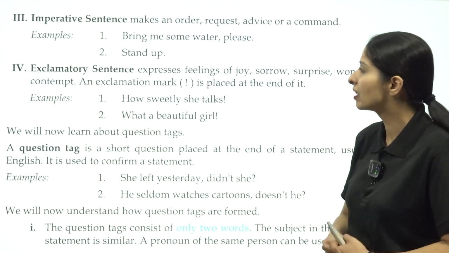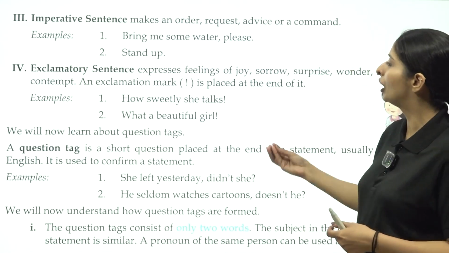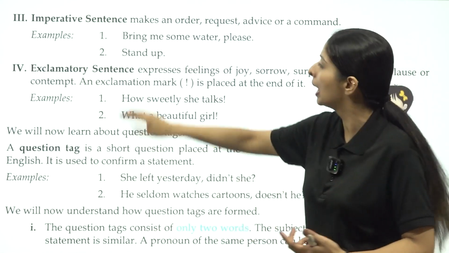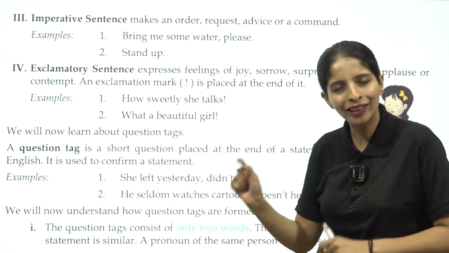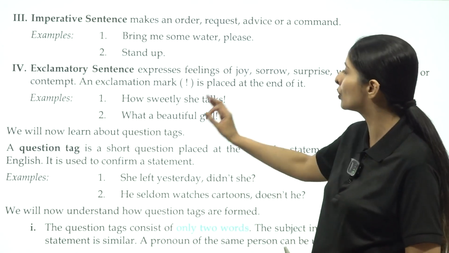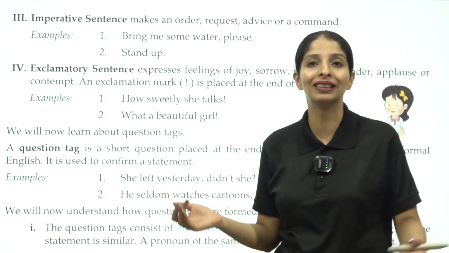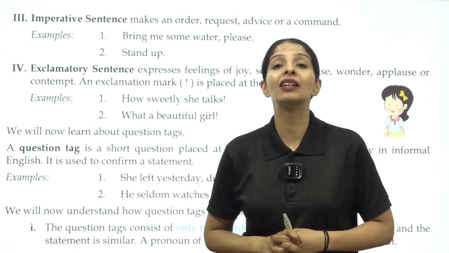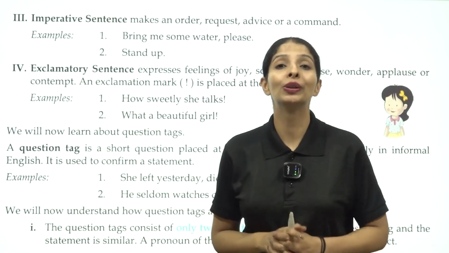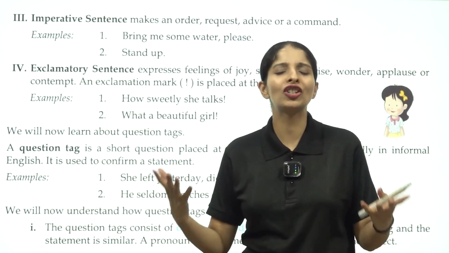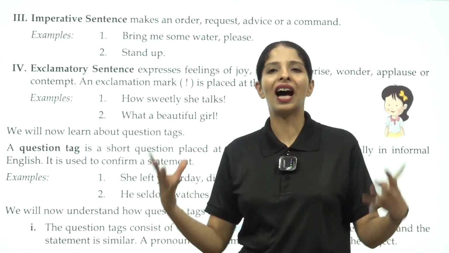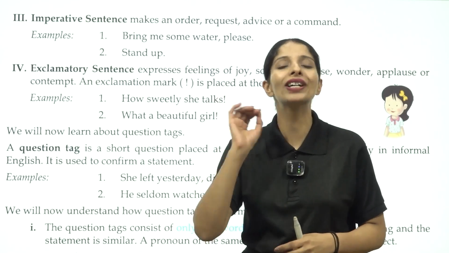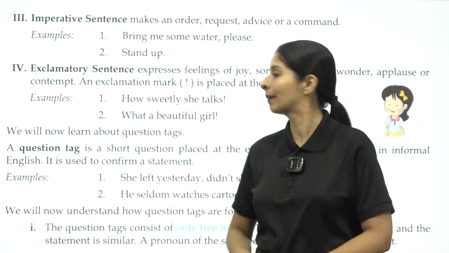Next is the exclamatory sentence, which expresses feelings of joy, sorrow, surprise, wonder, or applause. An exclamation mark is always placed at the end, like how sweetly she talks. What a beautiful girl. What a lovely sunset. What an amazing person you are. How lovely she looks. So these all are exclamatory sentences, which always end with an exclamation sign.